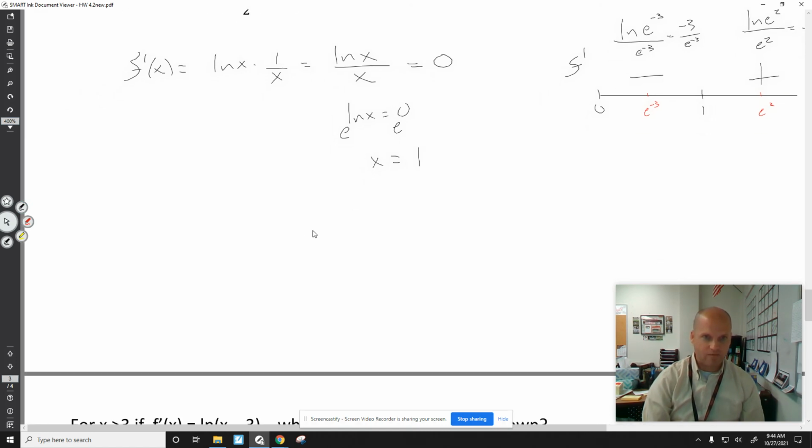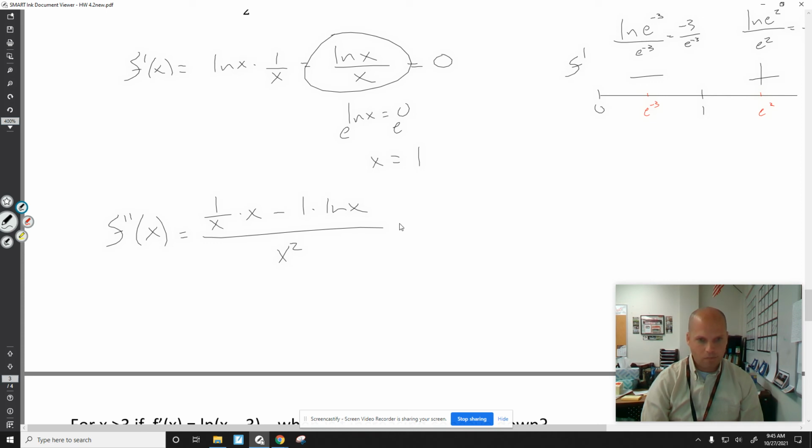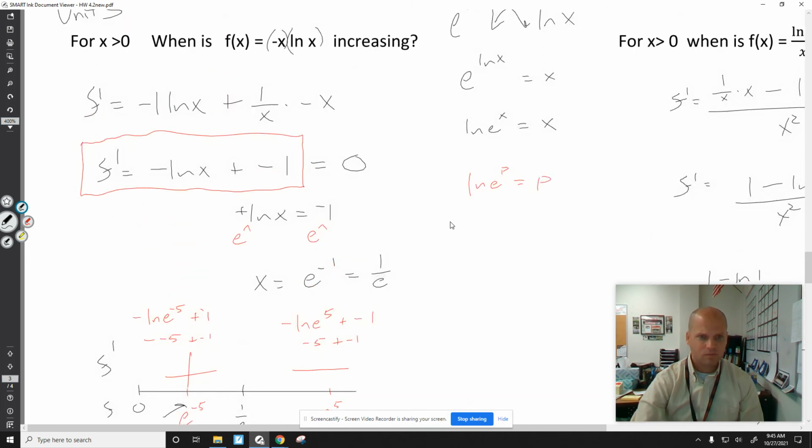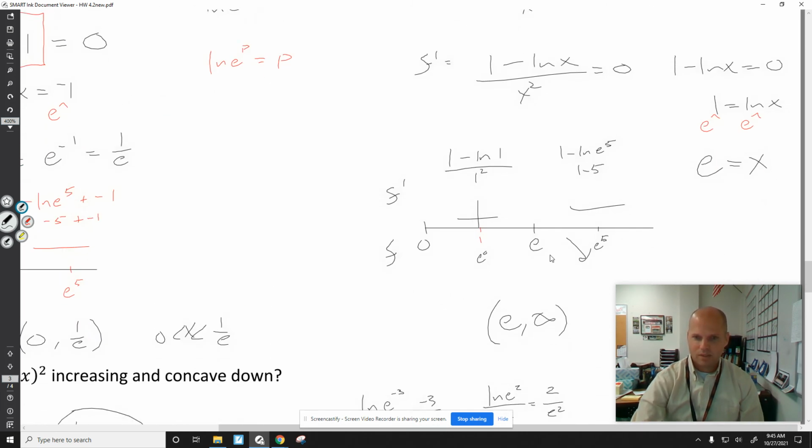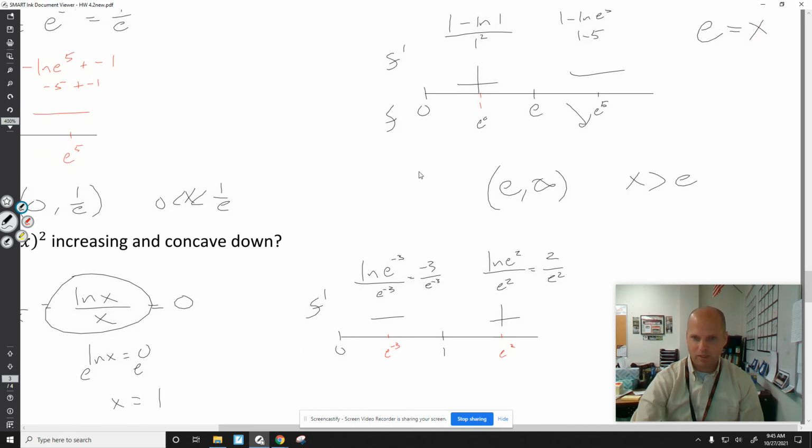Now let's figure out when f is concave down. I need a second derivative. I will use this first derivative and the quotient rule to get my second derivative: derivative of the top times the bottom minus the derivative of the bottom times the top, all over the bottom squared. I'm familiar with this. It's 1 minus log x over x squared. Didn't I just have that? 1 minus log x over x squared. So I can literally just repeat what I just did.